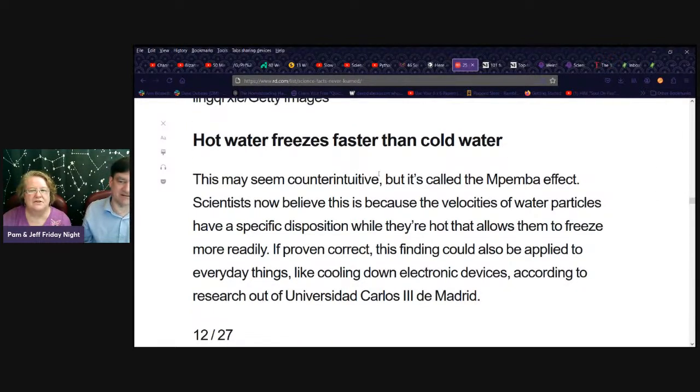Hot water freezes faster than cold water. I guess there you can do the experiment. Try that out. That'd be fun to set up.